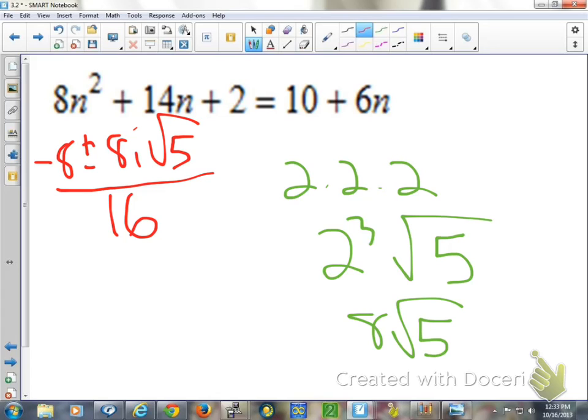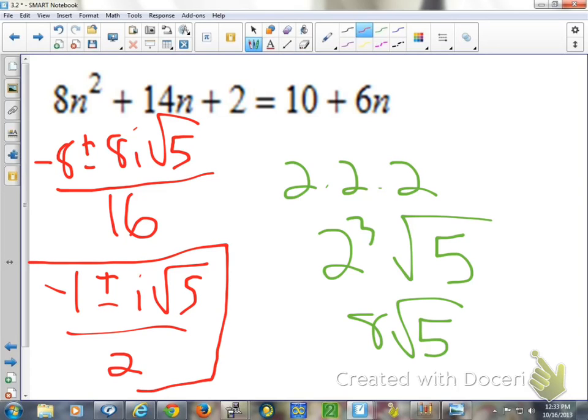So if you divide all three of those by 8, you get negative 1 plus or minus 1I radical 5 over 2. And that is your answer. Well, your two answers. Negative 1 plus I radical 5 over 2 and negative 1 minus I radical 5 over 2. Now there's nothing else you can do. You can't combine any like terms. You can't do anything with the radical or the imaginary. You're done. And even though that's ugly, that is what your answers are going to look like on your next test. Just like that, with the I's and everything.